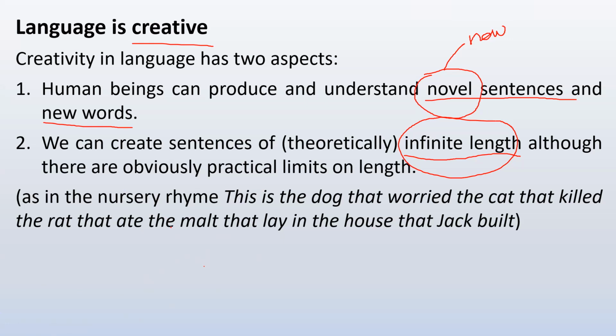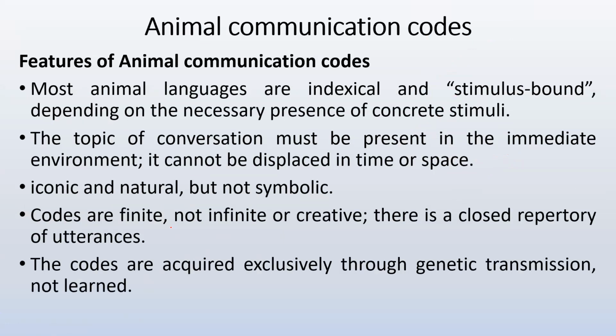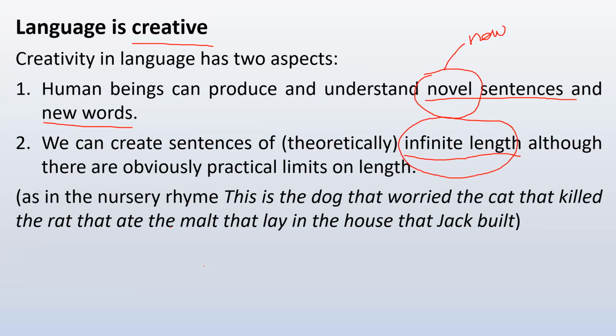Okay. All right. So then we move on to the next discussion. Animal communication codes. I think there are certain things which are available for us to look at here under animal communication codes. Now, so far we have been talking about human language, the language used by human beings. There we were talking about the rule governed nature of language, and that language is innate and language is creative.